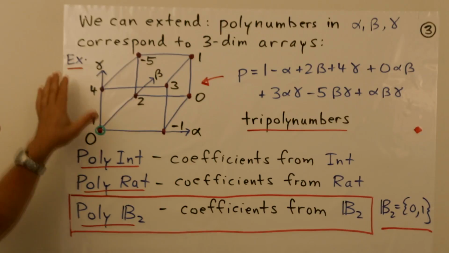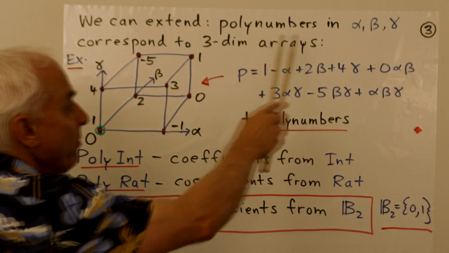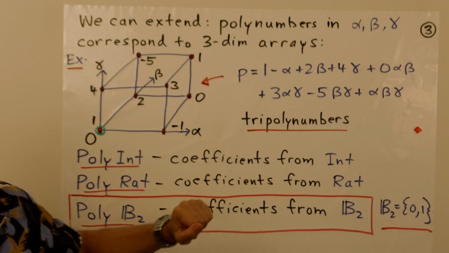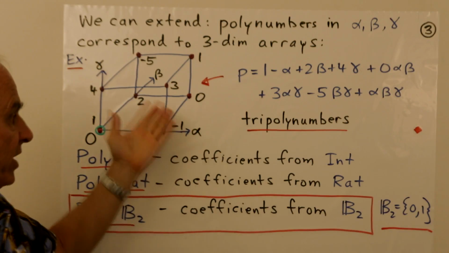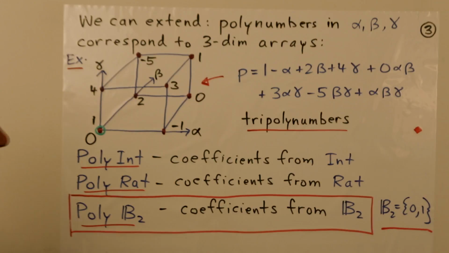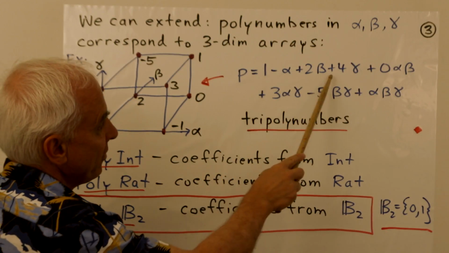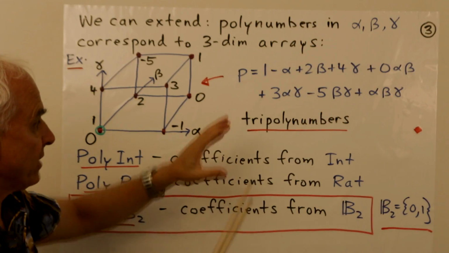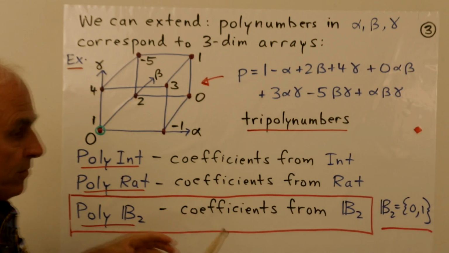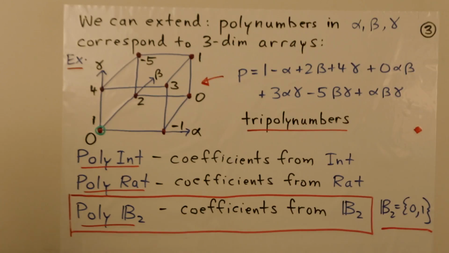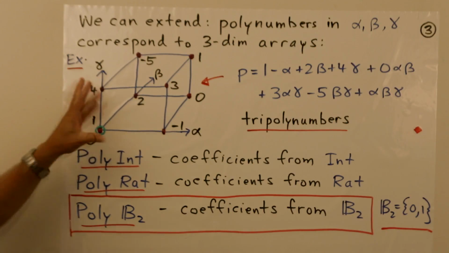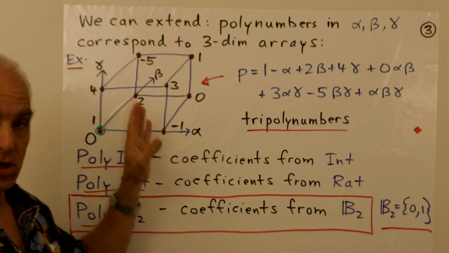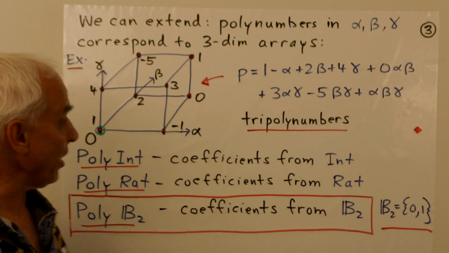So for example, if we go to dimension 3, polynumbers in, say, alpha, beta, and gamma correspond to three-dimensional arrays. And let me illustrate it through this example. So here's a polynumber in alpha, beta, and gamma. And the coefficients are certain numbers. And really the whole thing is dictated by those coefficients and their positions. And so we can put the positions on a three-dimensional lattice. In this case, we just need a cube because the powers are not very big.